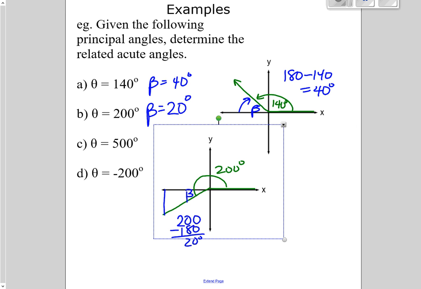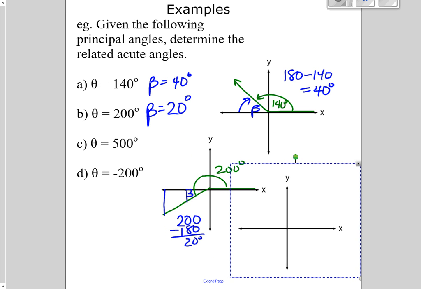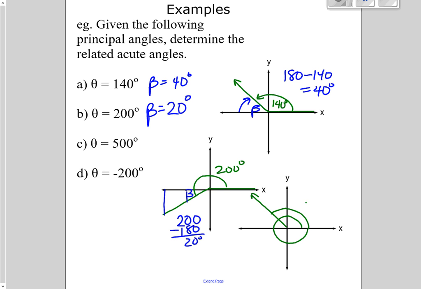Okay, 500. Whew, 500. So that's a big angle. So let's see. If I go here, I'm at 90, 180, 270, 360, 450, and up. I am at 500 degrees. Look how we had to go around a full circle and then some.